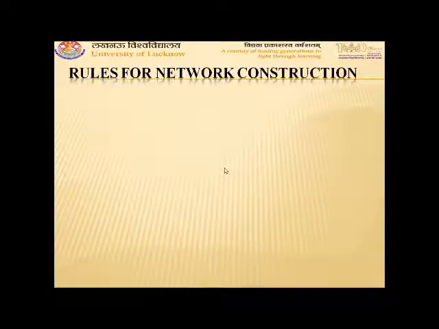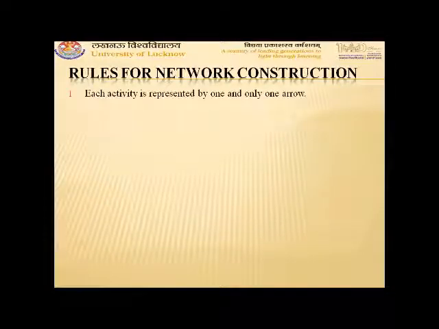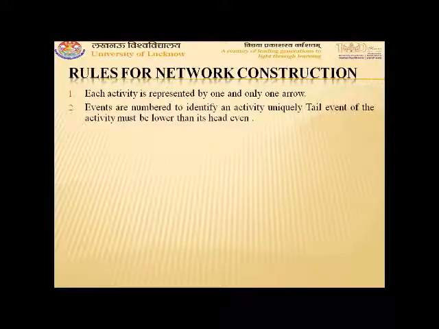Now, rules for network construction. For network scheduling, we are required to construct the network diagram, for which certain rules are followed. The first rule states that each activity should be represented by one and only one arrow. There should not be more than one arrow for the same activity. Events are numbered to identify an activity uniquely. The tail event of the activity must be lower than the head event.